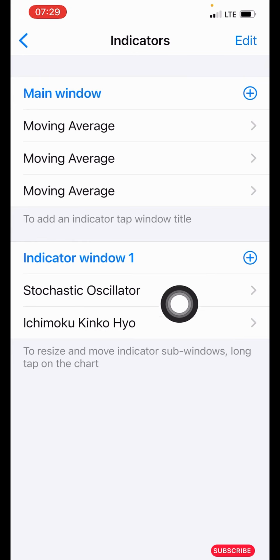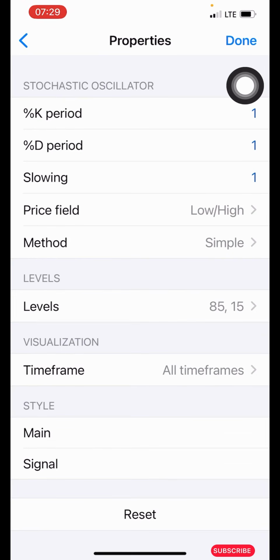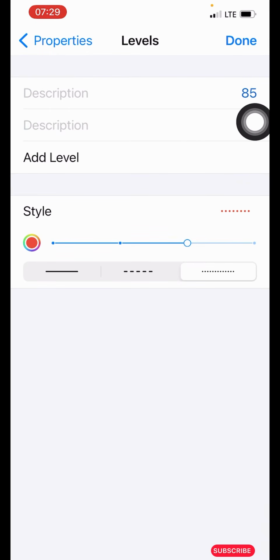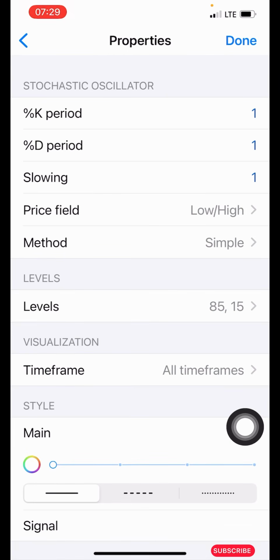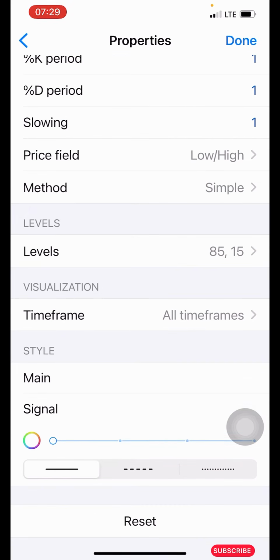Now for the stochastic oscillator, you click on the main window plus icon again, you search for your stochastic oscillator. Everything here is 1, price field is low high, method is simple, the levels you make 85 and 15, color red, 3 pixel, you click on done. Time frame is all time frames. Under the style you make the main the color of your background, 1 pixel, and that's it. The signal you make the color of your background, 1 pixel, and you click on done.